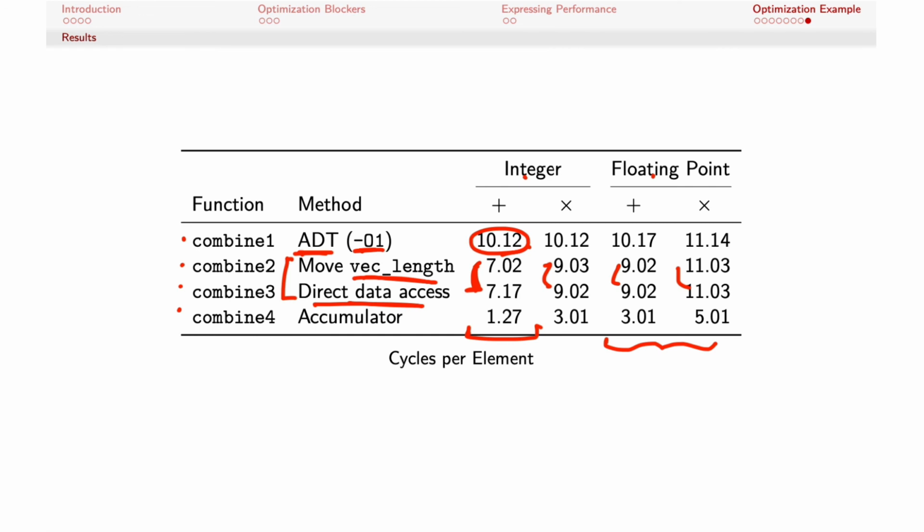And then finally, where we substituted in a local variable that was probably allocated to a register for the memory reference to the return value, we get perhaps our best improvement overall. It's almost 7 times faster in the case between combine 3 and combine 4, and almost 10 times faster than the base case for integer addition. And you can see that that result is fairly consistent across the board. We get quite a dramatic improvement in performance by just using a local variable to accumulate our results.